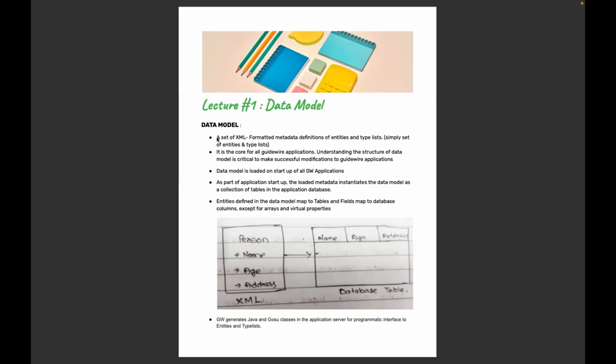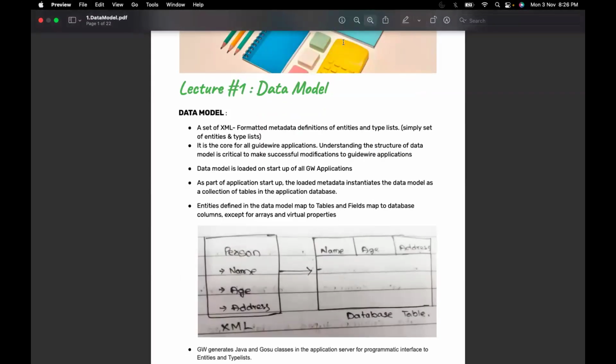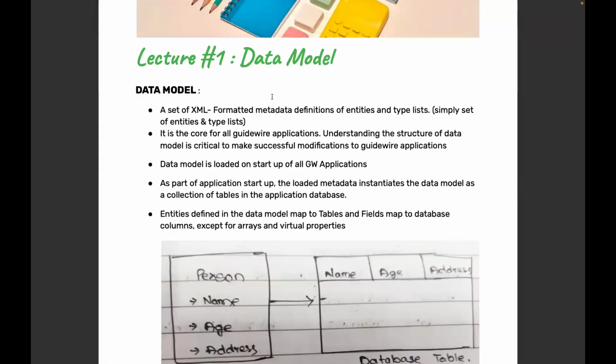Let me increase the slide. The basic definition, when someone asks what is a data model: it is a set of XML formatted metadata definitions of entities and type lists. Based on the definition, first, the format of the entity data model is XML, and second, it holds definitions of entities and type lists.